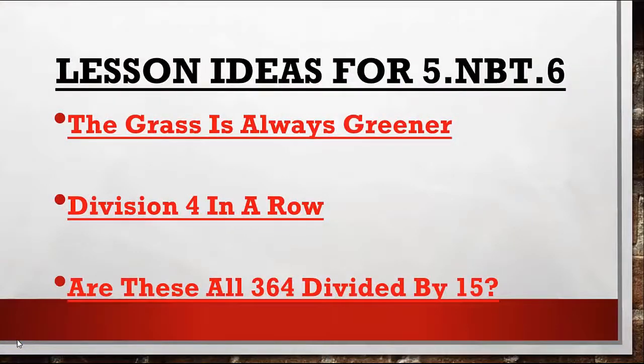The Georgia Mathematics Frameworks contain several great lessons for this standard. In the lesson, The Grass is Always Greener, students will solve a real-world problem using multiplication, division, and area. Division 4 in a Row is a game in which students practice dividing numbers up to 4 digits by 1 and 2-digit numbers. Are These All 364 Divided by 15? is an impactful lesson where students analyze story problems that demonstrate 3 different division situations.